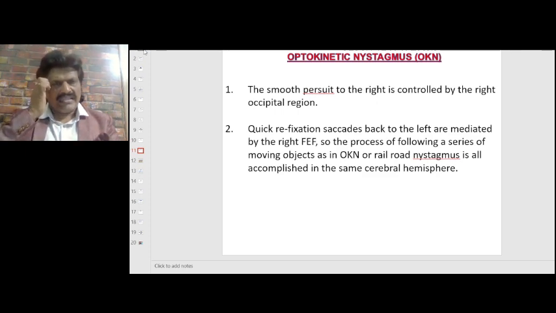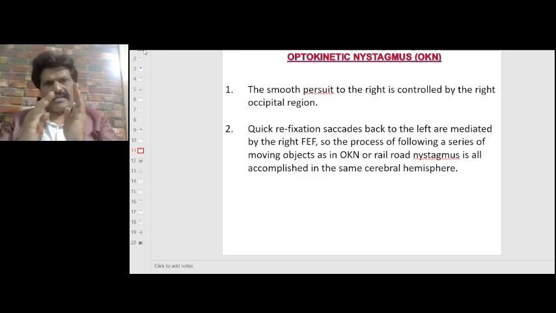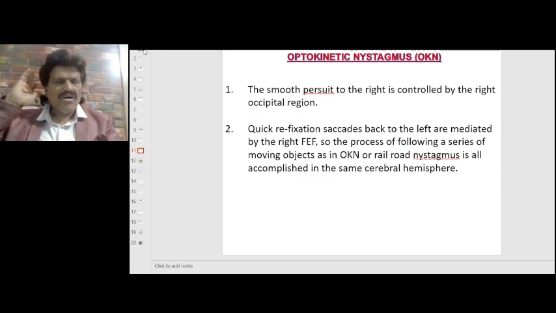Another interesting topic is the optokinetic nystagmus. Optokinetic nystagmus is a pursuit movement followed by a corrective saccade. For example, we will see on the right side, the smooth pursuit to the right is controlled by the right occipital region.